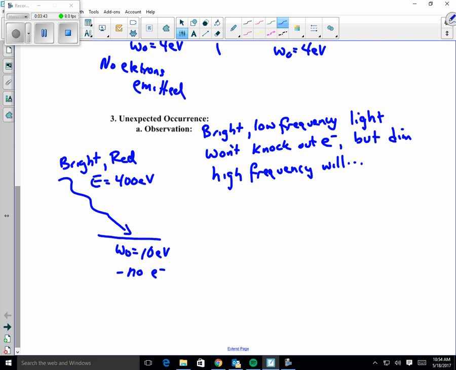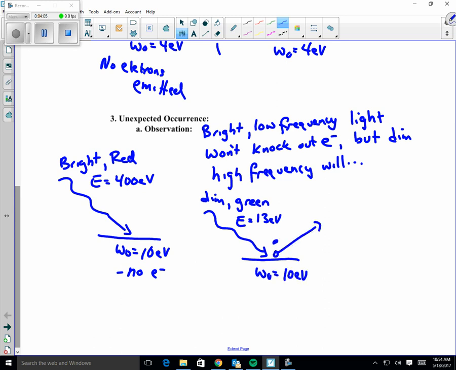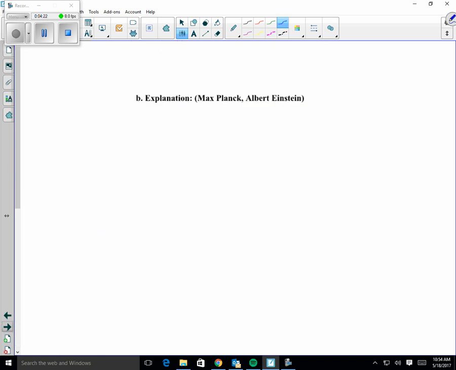But then, if they use very dim, not a lot of energy, and let's say green, that's a higher frequency. And let's say the energy of this is equal to 13 eV. The work function is still only 10. So electrons are emitted with a kinetic energy of 3 eV. And they couldn't figure out why that was happening. Why couldn't the red, which has tons and tons of energy, overcome the work function and knock out electrons? And the explanation came from Albert Einstein.